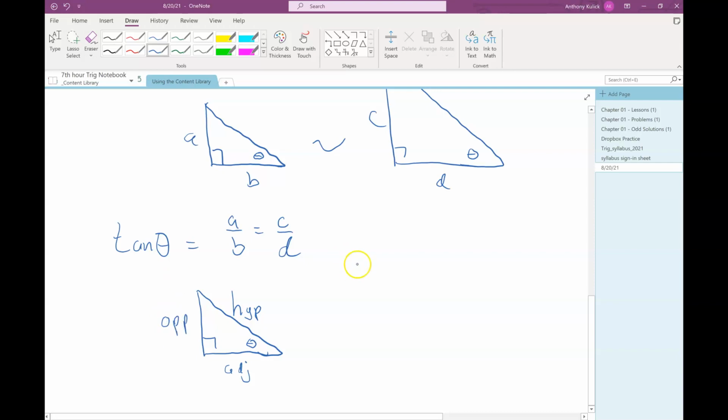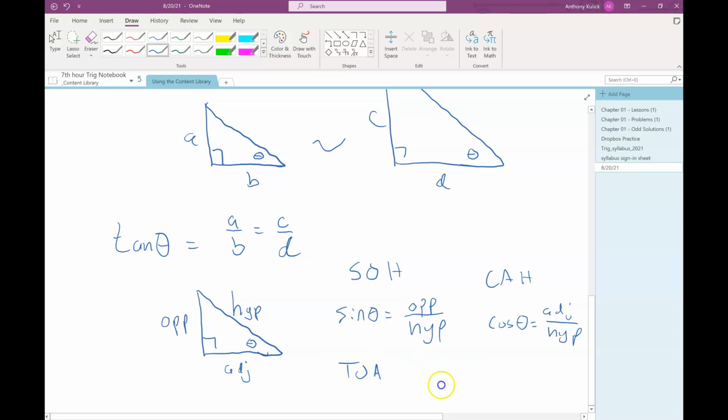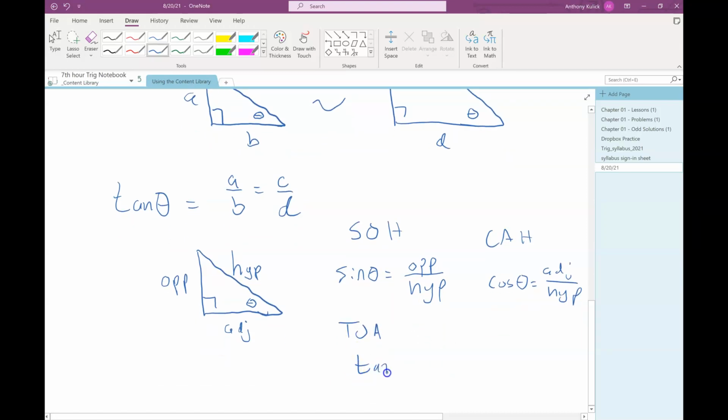So when we say SOH from SOHCAHTOA, that says that sine theta is equal to opposite over hypotenuse. Or when we say CAH, that tells us that cosine theta is equal to adjacent over hypotenuse. Or when we say TOA, that says that tangent theta is equal to opposite over adjacent.